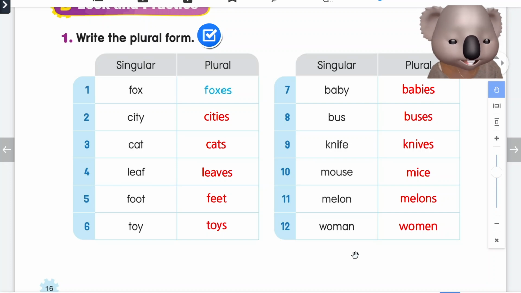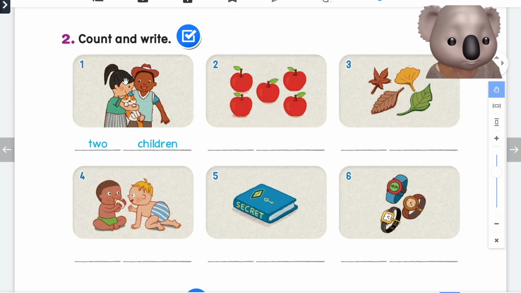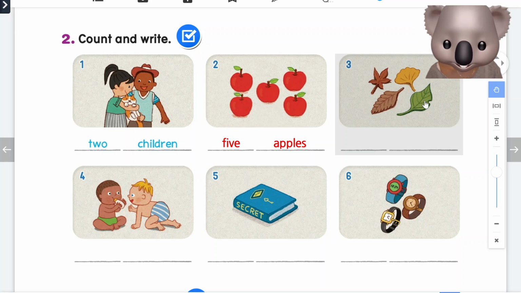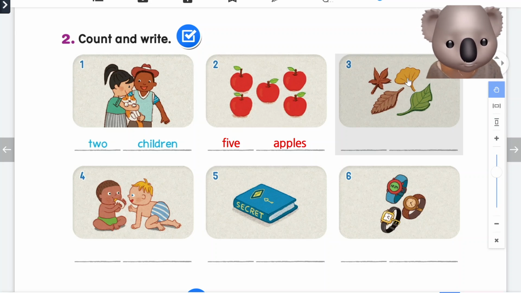Please check your answers and we'll go to the next page. On page 17, the directions say to count and write. Ooh, we see 2 children. Number 2, how many apples? 1, 2, 3, 4, 5. 5 apples. For apple, we just add an S. Ooh, 1 leaf, 2, 3, 4. Leaf ends in F, so F changes to V-E-S. 1, 2, 3, 4 leaves.